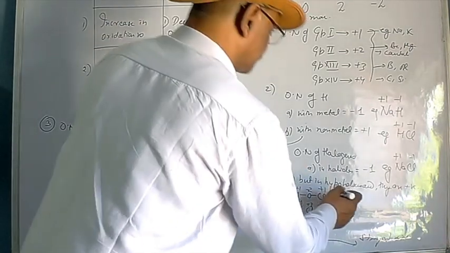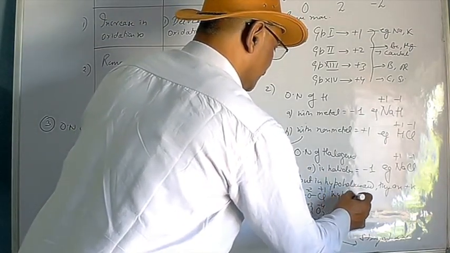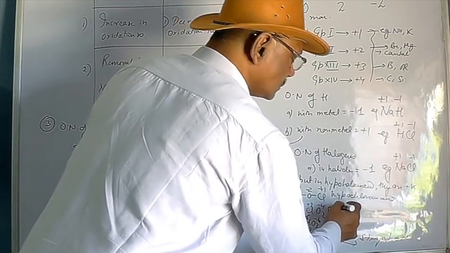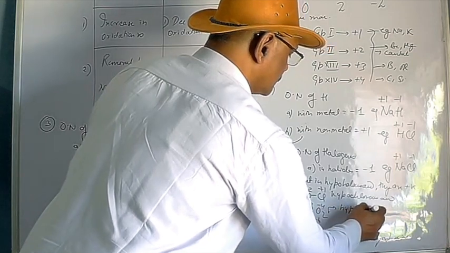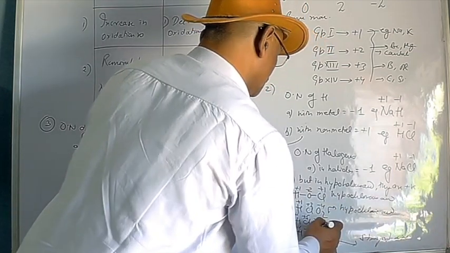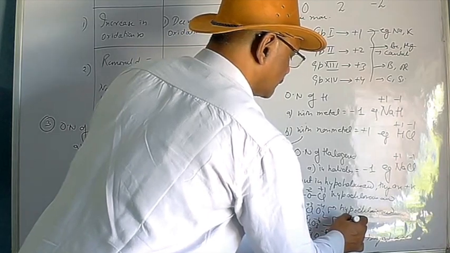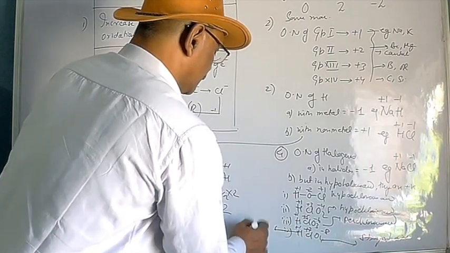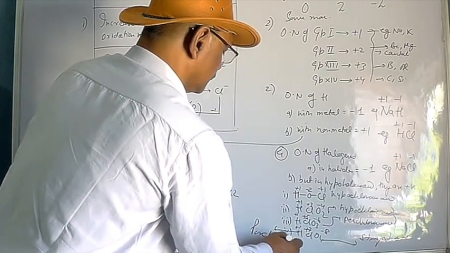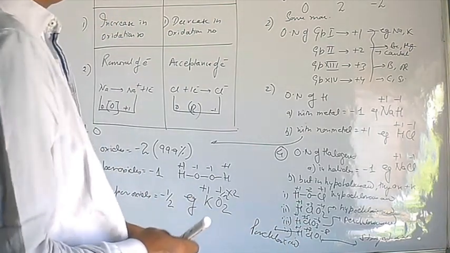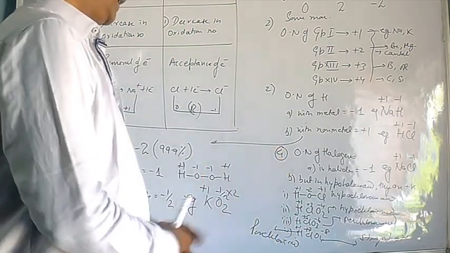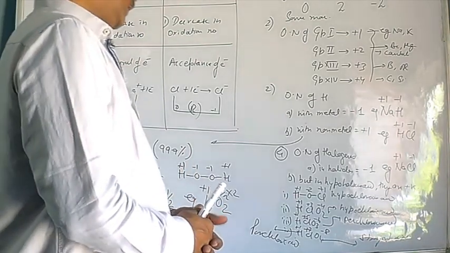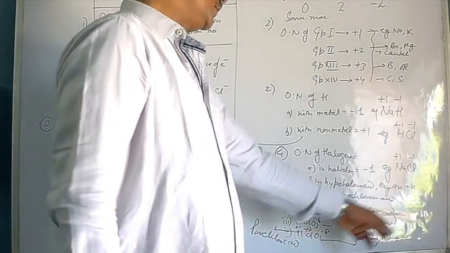Class, their names: the first one is called hypochlorous acid, the second one is called chlorous acid, the third one is chloric acid, and this one is perchloric acid. So I repeat again, class: HOCl, hypochlorous acid; HClO2, chlorous acid; HClO3, chloric acid; and HClO4 is your perchloric acid, and HClO4 is the strongest acid.